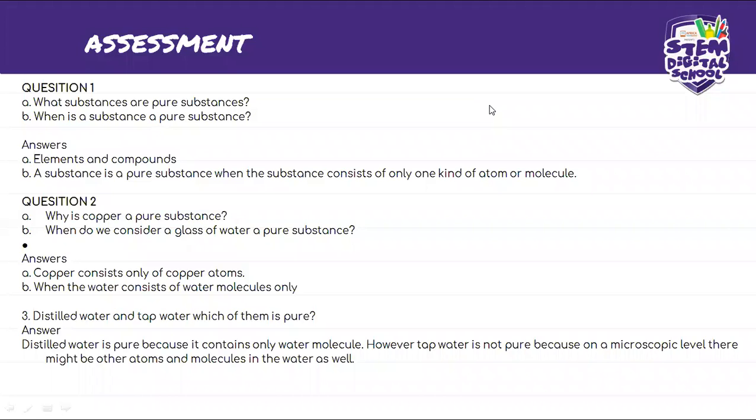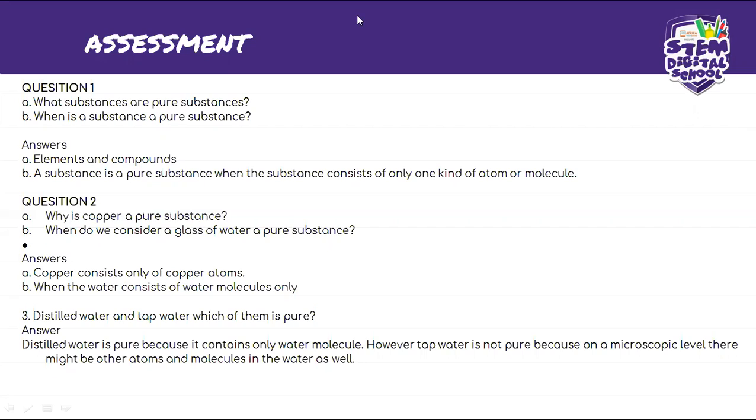Question two. Guys, listen carefully. Give three examples of pure substances and three examples of what? Compounds. Let's be first. Give three examples of pure substances and three examples of what? Compounds.